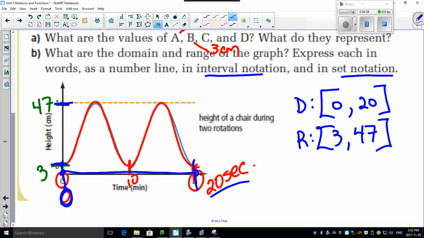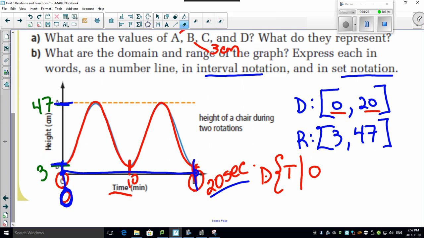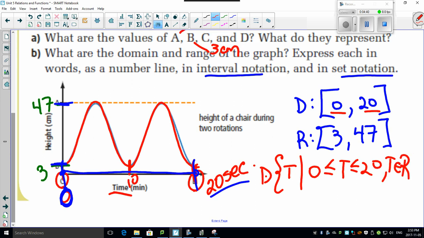In terms of set notation, here we go. We can say the domain is our time, which we'll call t, such that t is between 0 and 20. So t has to be greater than or equal to 0 and less than or equal to 20, such that t is an element of R, because we're including all the values of t.